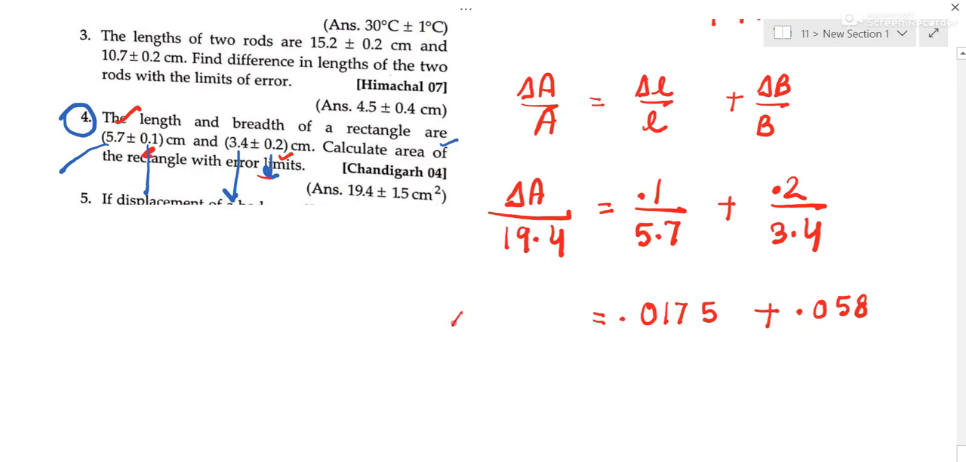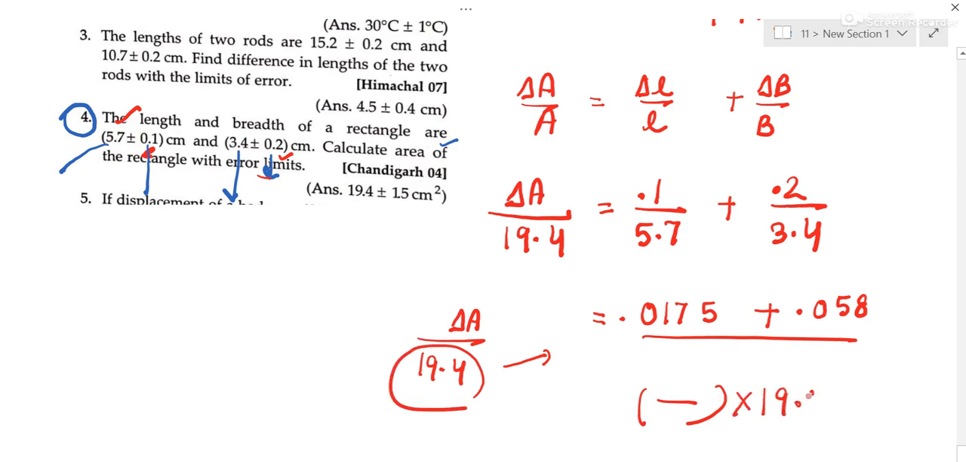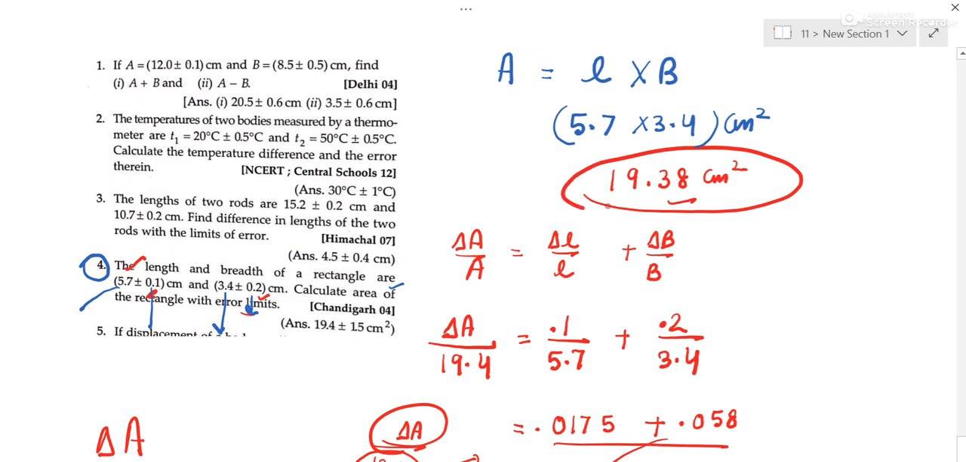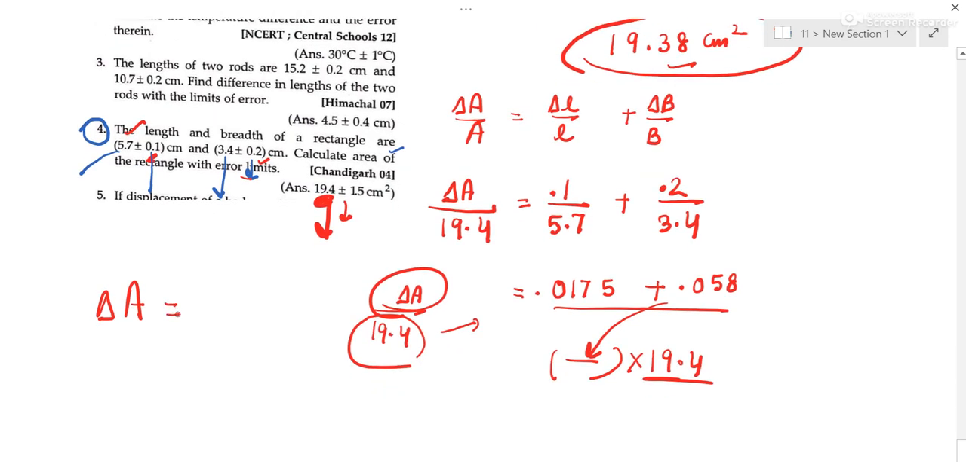Add. Now this is del A by area. Area is 19.4. Add up these two. Multiply with 19.4. That will be coming as area's error. That will be del A. After multiplying the addition of these two with 19.4, then report your answer. How to report your answer? You got a main area. So area, you can see main area is this, plus minus whatever error you are getting. So this numerical is different. They are not asking percentage error. Substitute these values, divide, add, multiply with main area, you will get error. So you can report the answer like this. So kindly prepare these numericals.